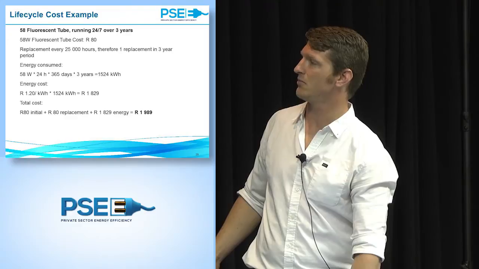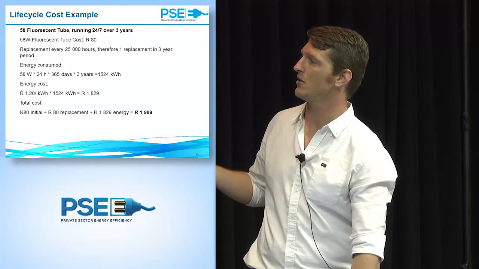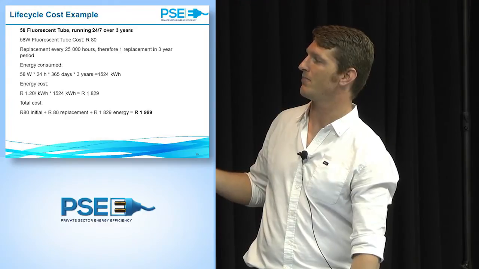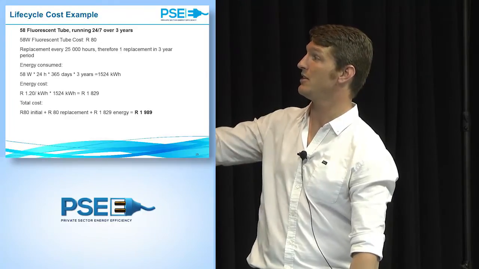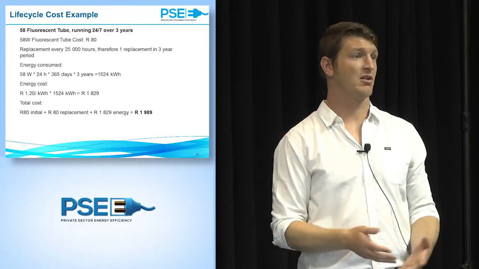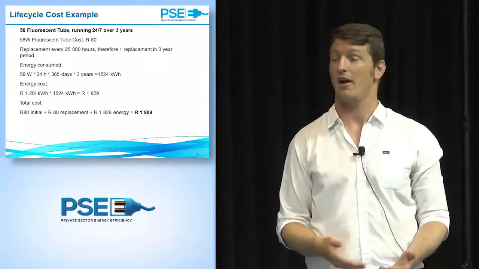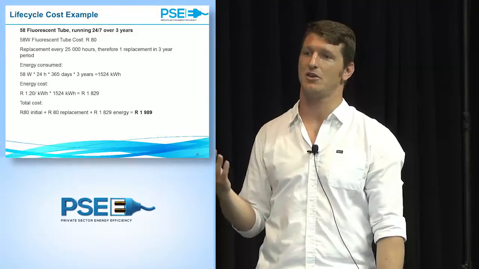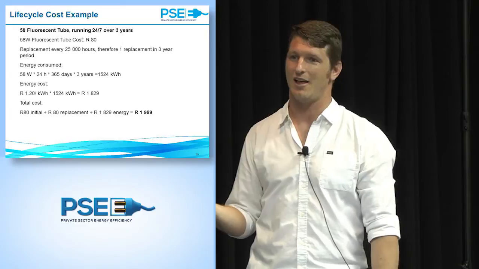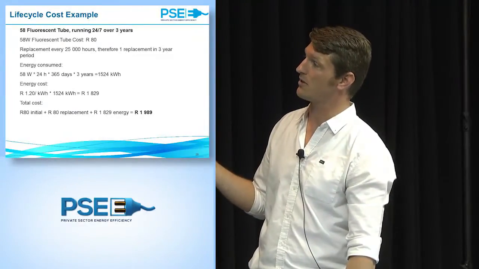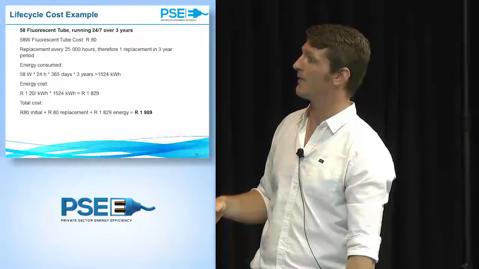So the total cost is my 80 Rand initial capital cost plus 80 Rand replacement, plus 1,829 Rand energy cost, gives me just shy of 2,000 Rand for the total cost of this particular light over a 3-year period. Now, who would have thought that a 58 watt fluorescent light costs you 2,000 Rand in 3 years? I mean, it's actually ridiculous. And this tariff is actually relatively cheap compared to some of the other areas that we're in.